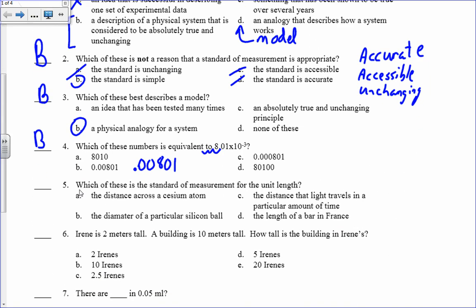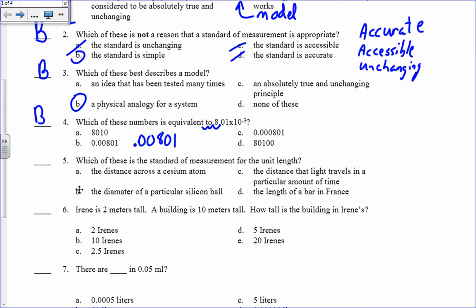Which of these is the standard of measurement for the unit length? The distance across a cesium atom? Okay, no. The frequency of a cesium atom is the standard for time. The diameter of a particular silicon ball? No. That is the future standard for the kilogram, the mass of a particular silicon ball. The length of a bar in France? That used to be the standard for length, but it's not anymore. And the distance that light travels in a particular amount of time. That is the answer, C.